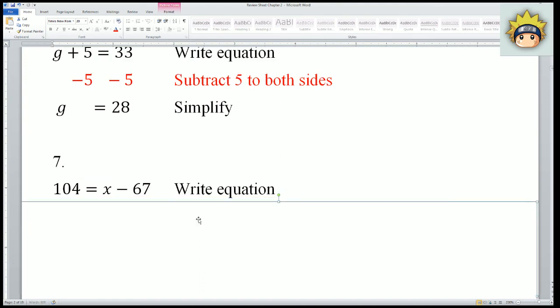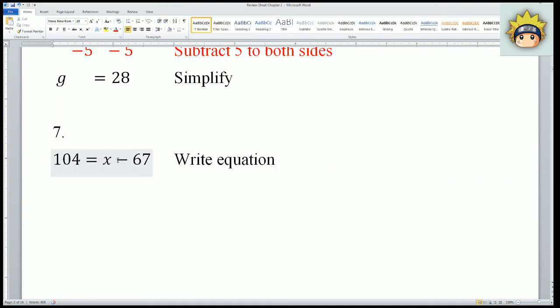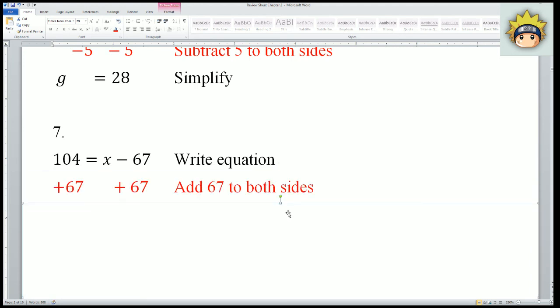Number 7 gives us 104 equals x minus 67. My first step is always to rewrite the equation. After I rewrite the equation, I notice this is a subtract 67. That is what is next to the x. I have to get rid of the subtract 67. The inverse of subtract 67 is add 67. Do that to both sides.